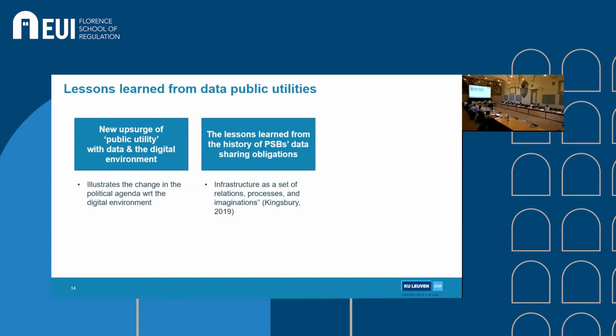So what does it mean? It means it's never only about data. It's always more than data. Saying you can just make data available as they are and all the problems are solved is a myth. And it links back to what Kingsbury, a US scholar on infrastructure, says: that infrastructure is not only a thing, it's a set of relations, processes and imaginations. And I think with data, it's what we see.